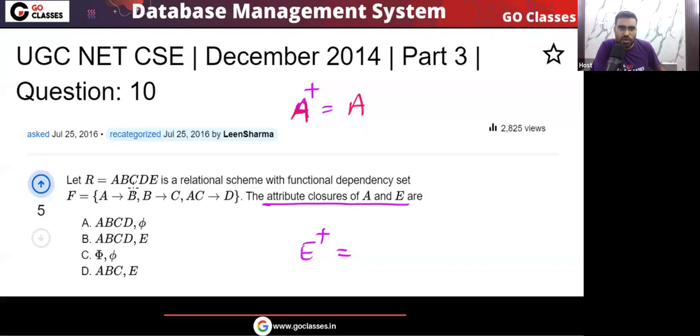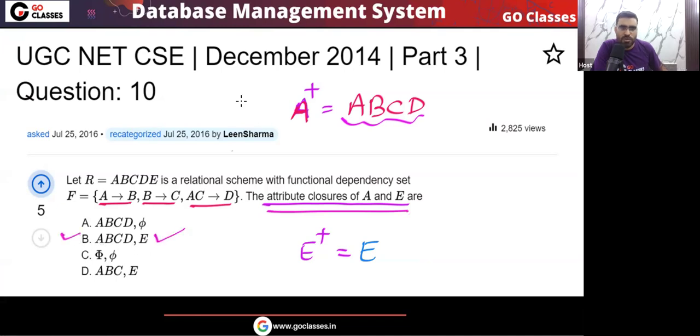Next, what other thing can A determine? A can determine B. Now this B can determine C. Next, you can see AC can determine D. Correct? So finally, A plus will be ABCD. Is this clear? This is what A can determine. What can E determine? E can determine E, nothing else. So the attribute closure of A comma E will be ABCD comma E. So the answer will be option B.